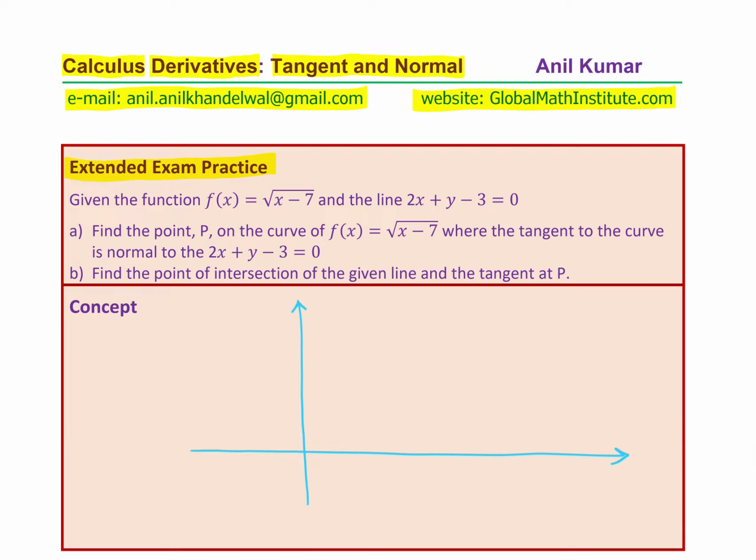Well, let's sketch the function first, which is f of x equals square root of x minus 7. So the function should be a square root function shifted 7 units to the right, so kind of like this, right? So we'll have a function which is like this. We can say this is the point 7 here, right?